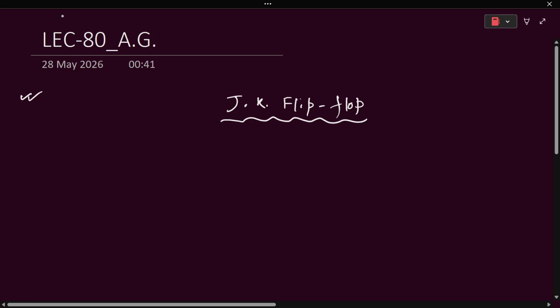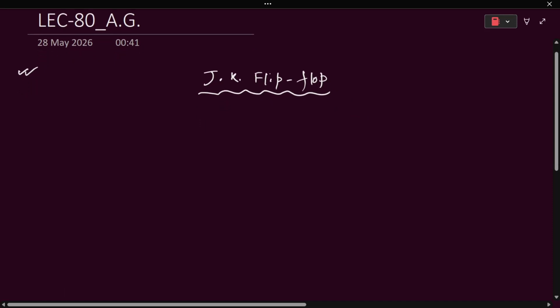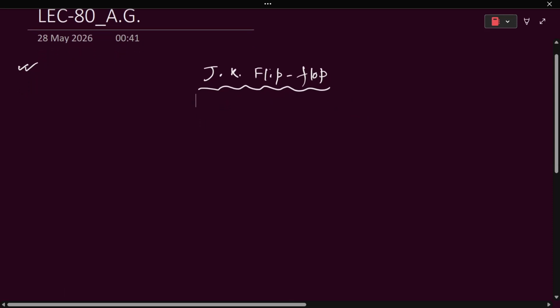First of all, I apologize for my handwriting, as always. To learn the JK flip-flop, we will first draw the truth table of the SR flip-flop in terms of present state and next state, and also how we build an SR flip-flop, which we draw here using NAND gates. Okay, so let's draw the flip-flop first.